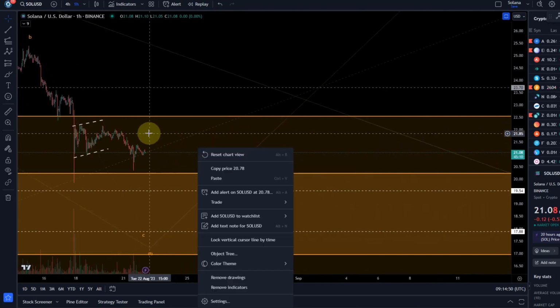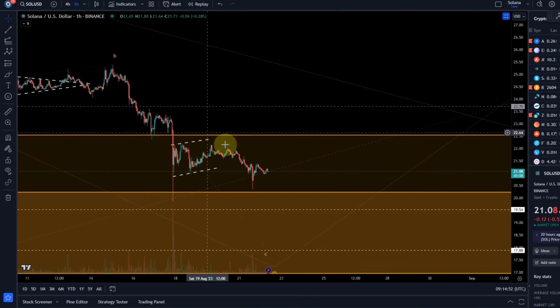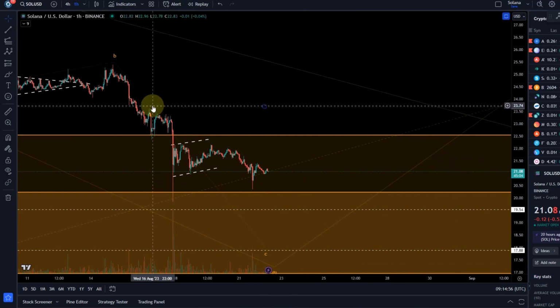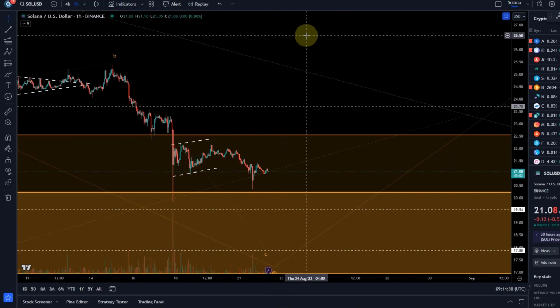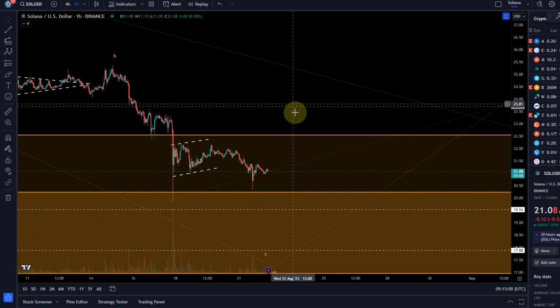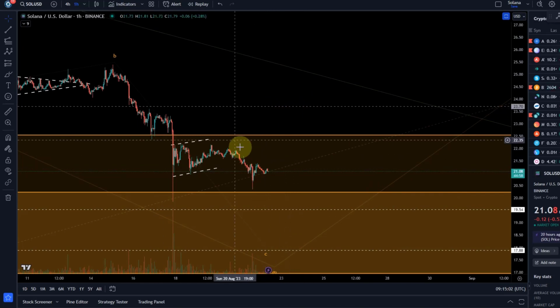Now, what do we need to see to confirm a low in place? Well, as I said, the resistance is $23.70. So if we get above that level, it would be potentially bullish. So price could go all the way up to that level without invalidating further downside.